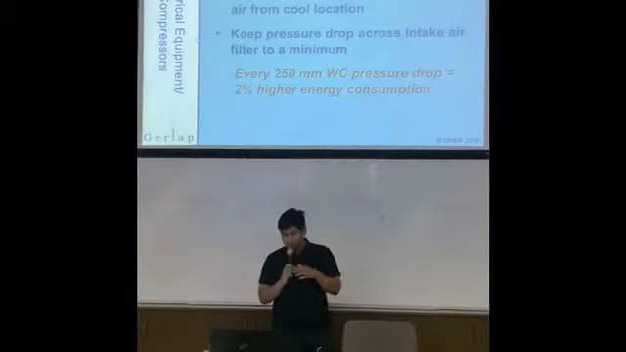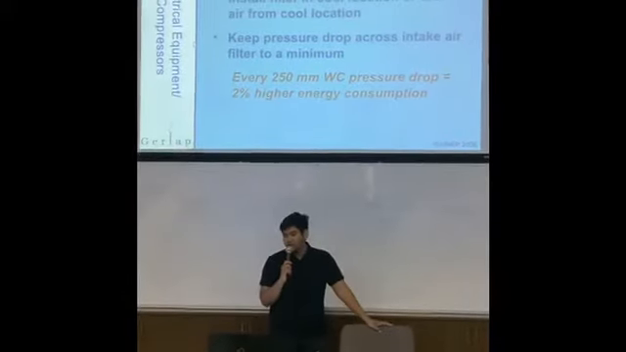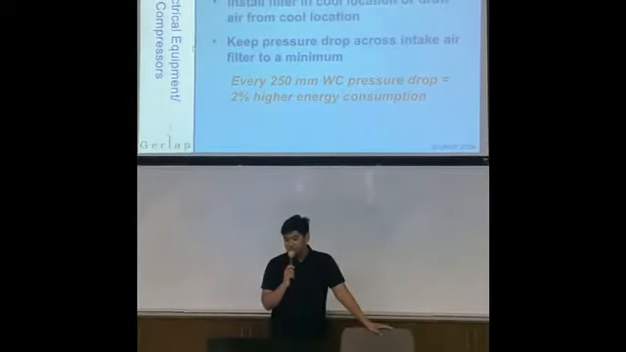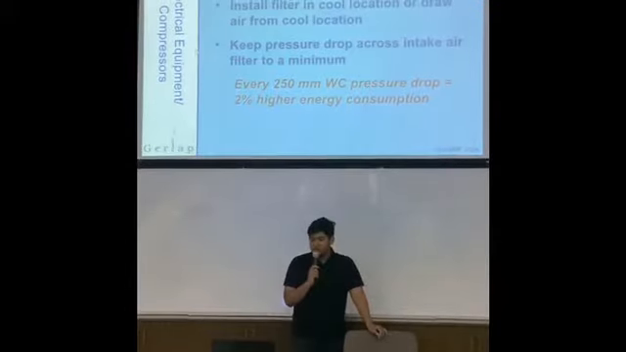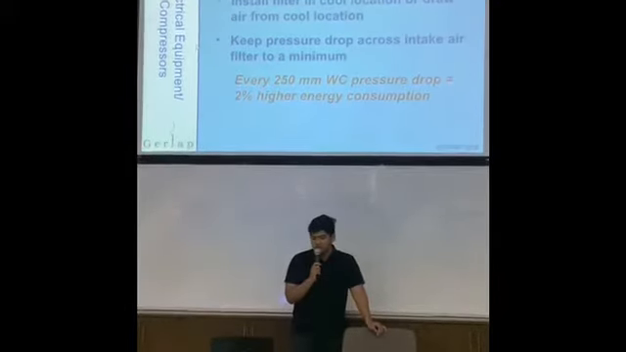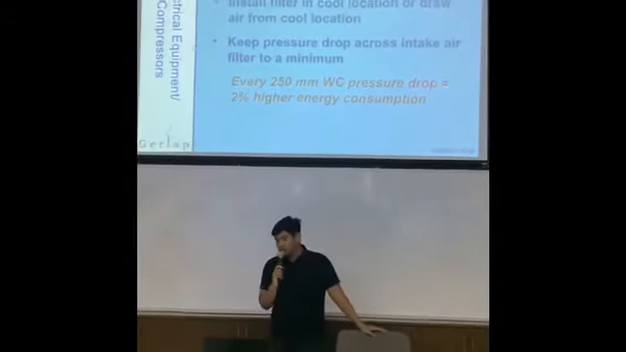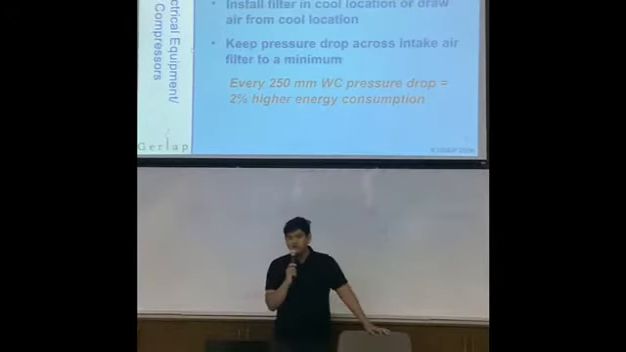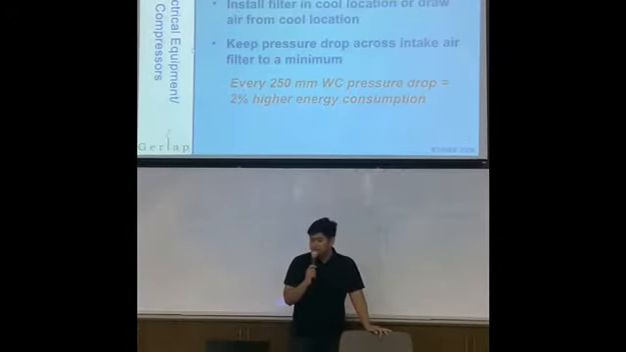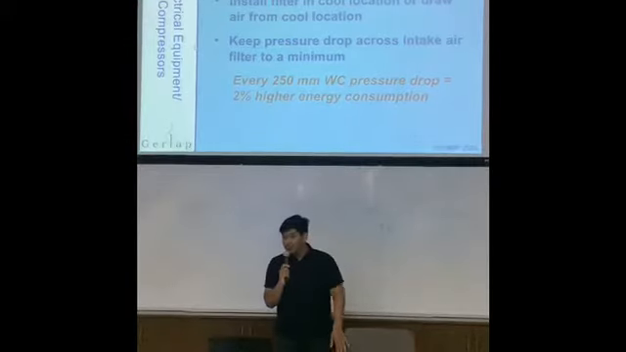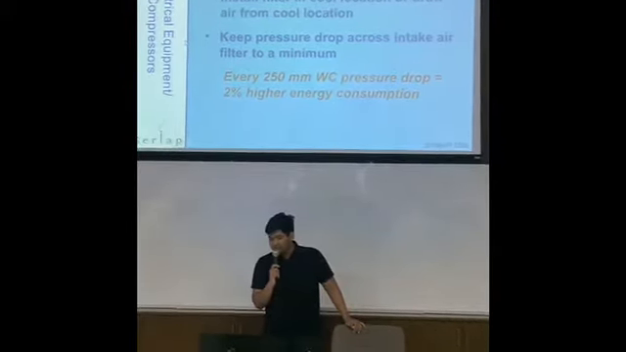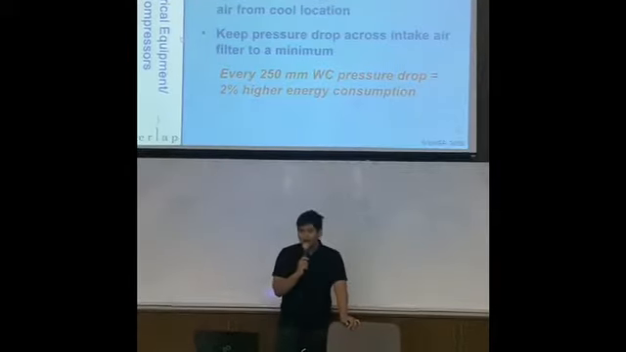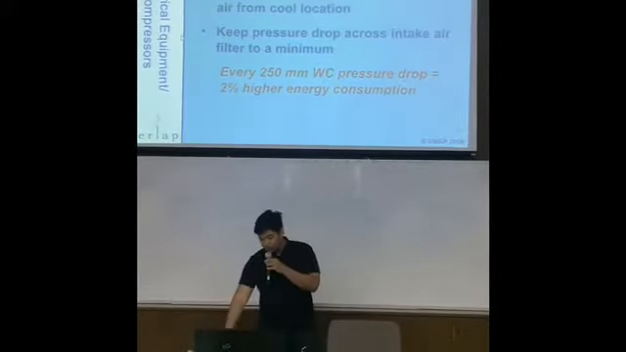Then, fourth is pressure drop in the air filter. Install the filter in a cool location or draw air from a cool location. Second, keep the pressure drop across the intake air filter to a minimum. As we can see, every 215 mm WC pressure drop will result in 2% higher energy consumption.